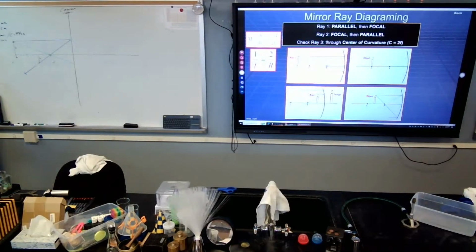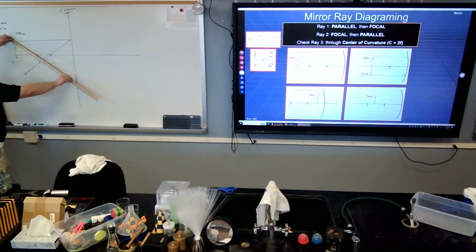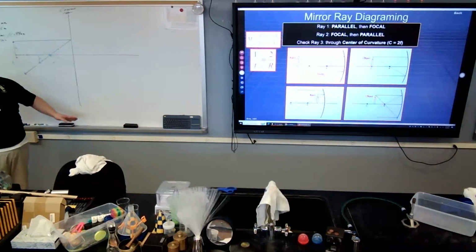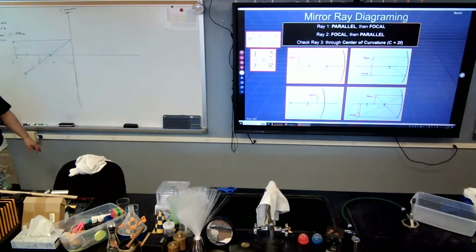Now our check ray goes to the center of curvature. So you line up from your object to the center of curvature, and if it hits your image, you did it right. Pretty close. The third ray is always a check. Sometimes we don't even draw it. It's going to be a little off, that's normal, mainly because we're using a perpendicular mirror and not a curved mirror. But that's okay. It's always going to be a little off.